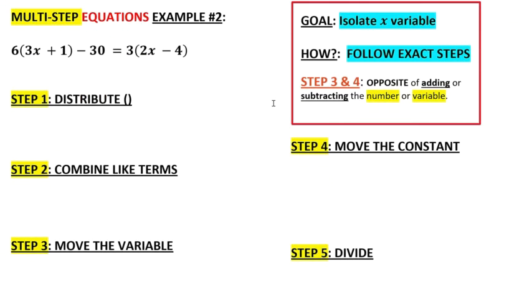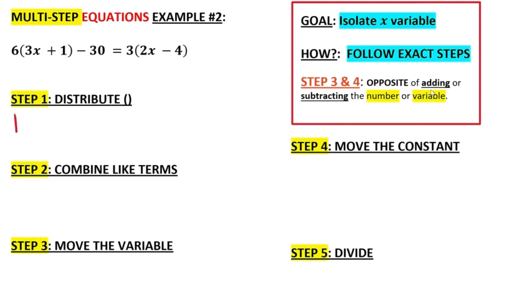Example number 2. The goal, to isolate the x variable. How will we do that? By following the exact steps we have been presented with. Step number 3 and 4, as you will recall, is the opposite of adding and subtracting. So let's take a look at step number 1, distributing. Remember from term number 3, that means getting rid of the house, because the 6 wants to enter the house, but he can't. So let us distribute the 6.